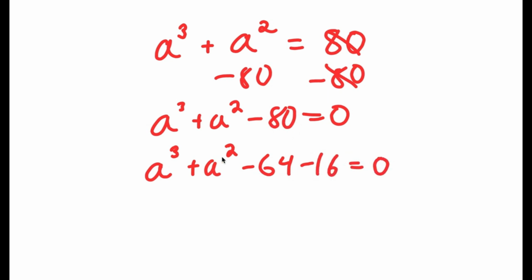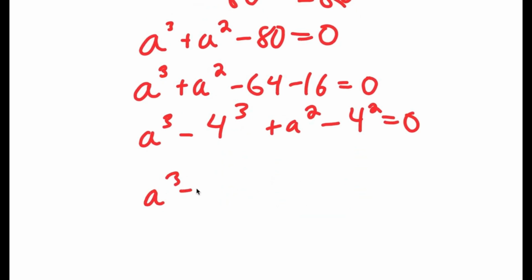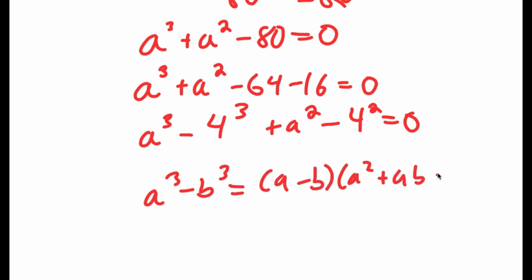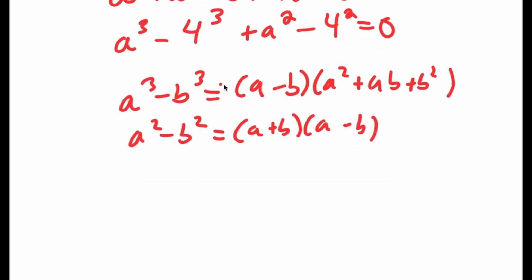And now, negative 64, I'm going to rewrite that as negative 4 to the power of 3. So I have a to the power of 3 minus 4 to the power of 3 plus a squared minus 16, which I'm going to rewrite as 4 squared. Now, if I have something in the form a to the power of 3 minus b to the power of 3, this is going to equal a minus b times a squared plus ab plus b squared. And if I have something in the form a squared minus b squared, this is equal to a plus b times a minus b.